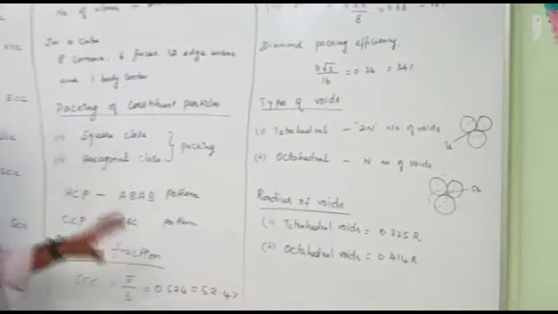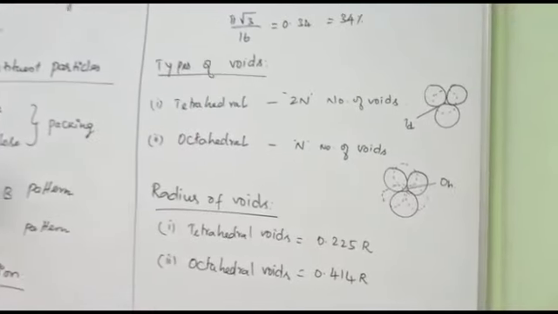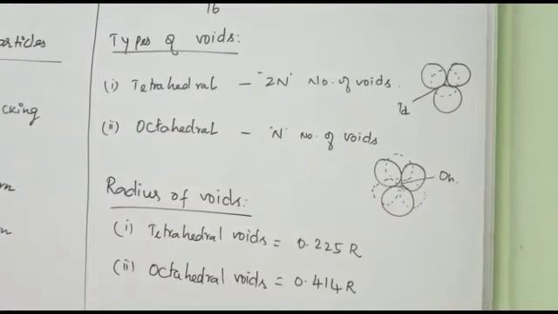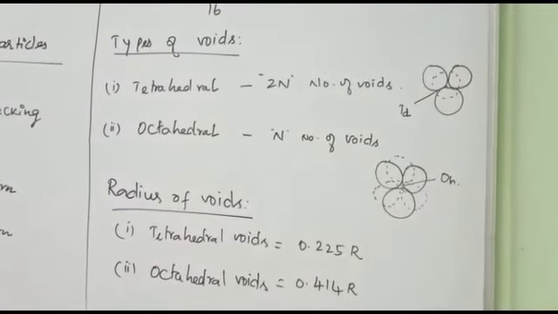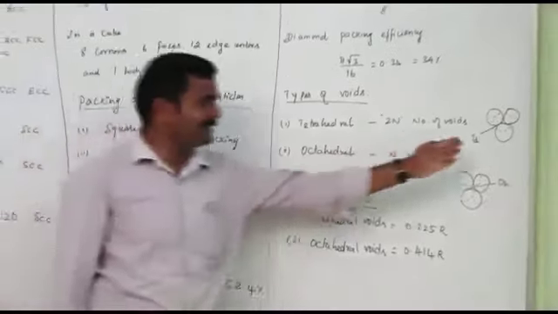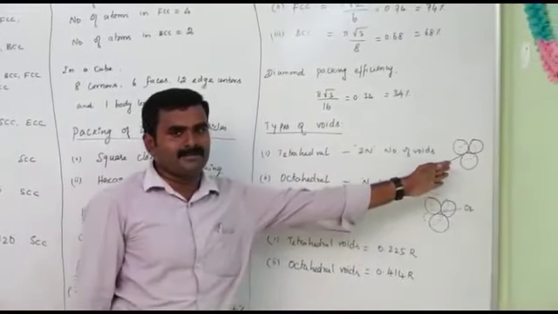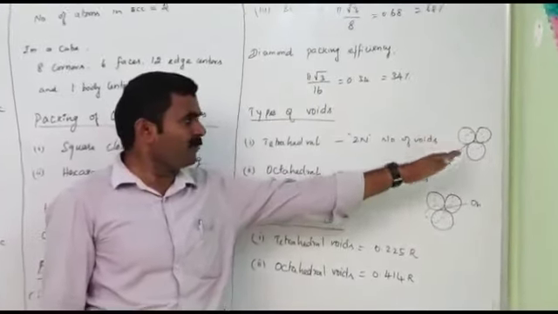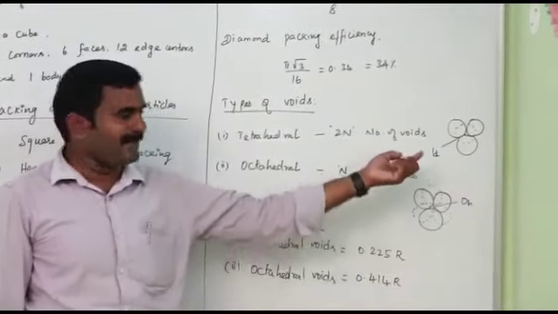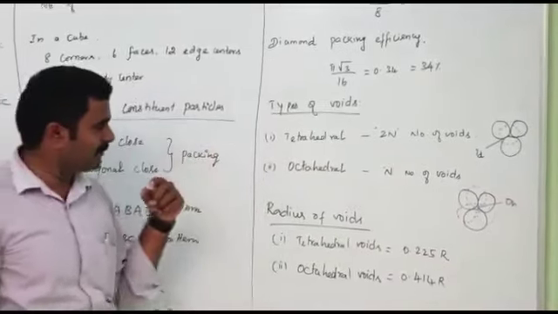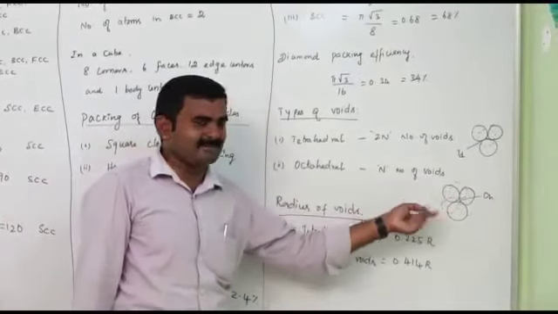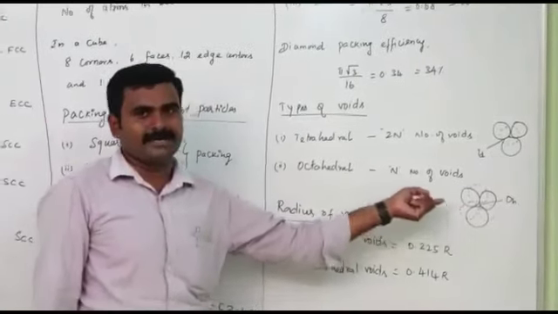Whenever you have an arrangement of atoms, there will be some space. We call it voids. Here we have two types of voids: octahedral voids and tetrahedral voids. Here you can see there are 4 atoms, and from these 4 atoms we have one small hole. We call it a void. That is, a tetrahedral void. For octahedral voids, 6 atoms surround the hole. Then it is called an octahedral void.